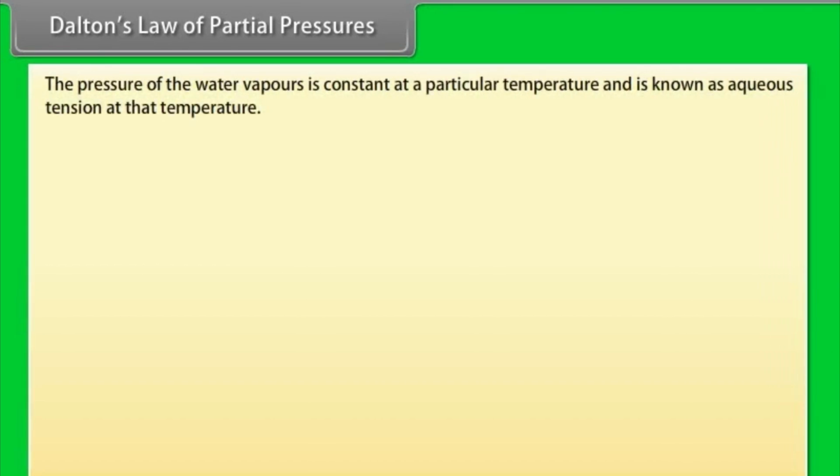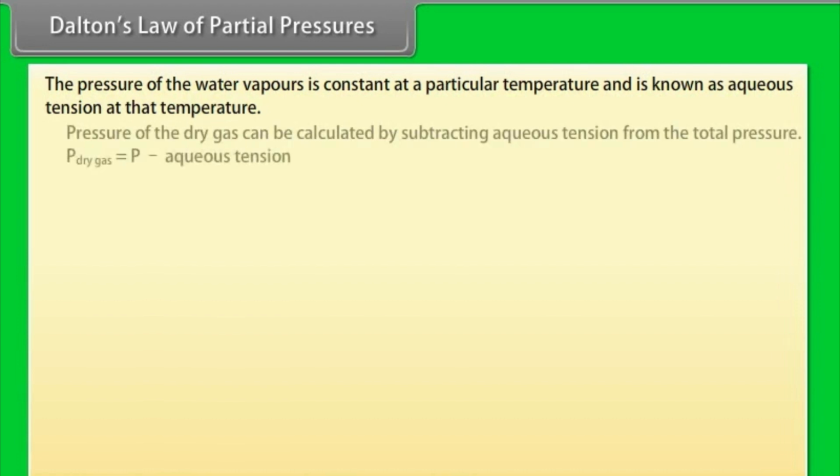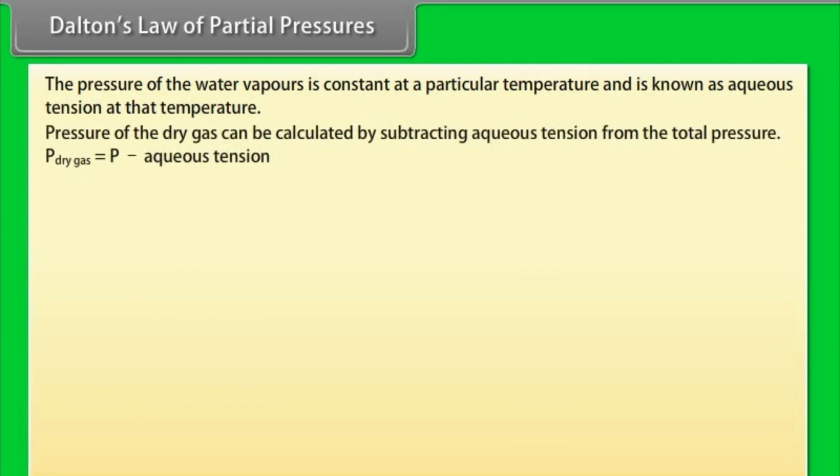The pressure of water vapors is a constant at a particular temperature and is known as aqueous tension at that temperature. The pressure of a dry gas can be calculated by subtracting aqueous tension from the total pressure. P dry gas is equal to P minus aqueous tension.